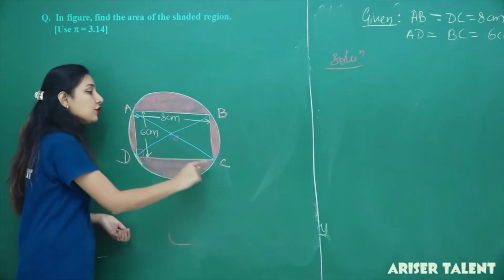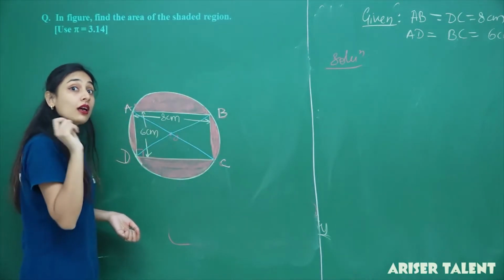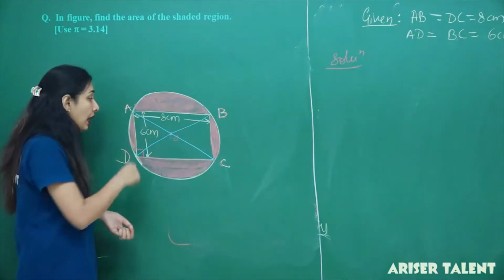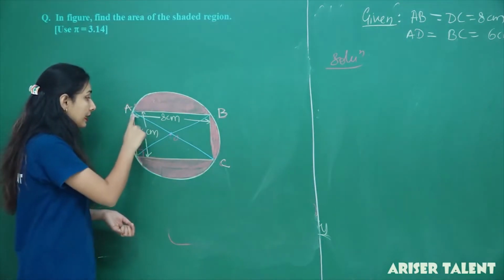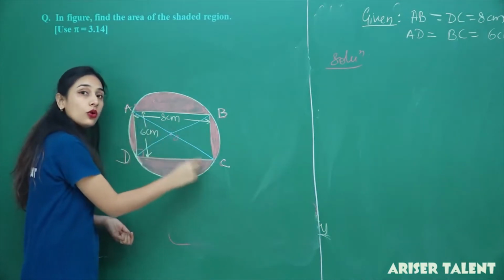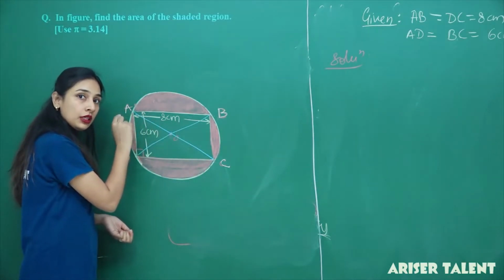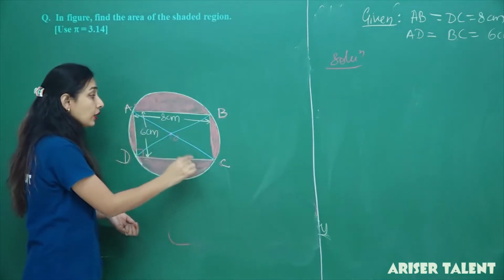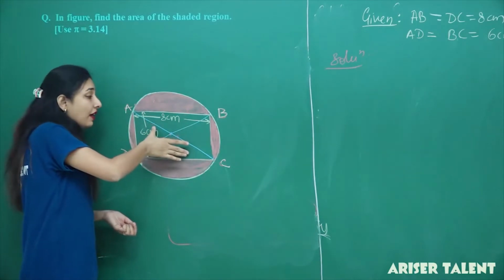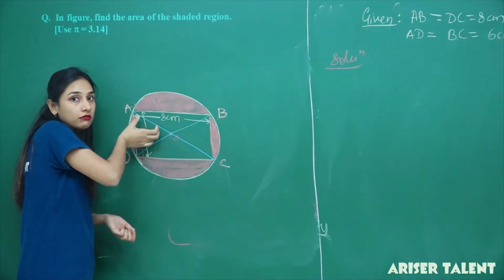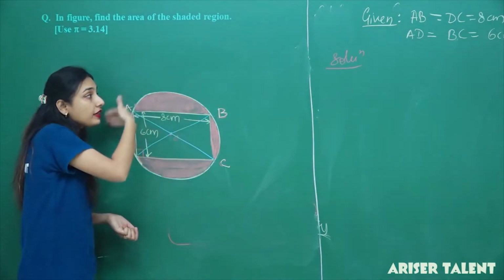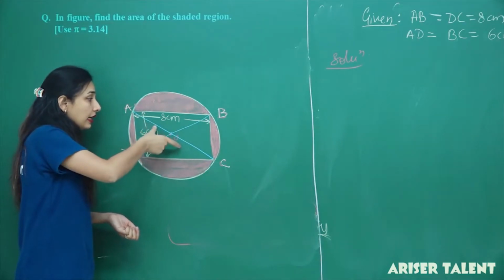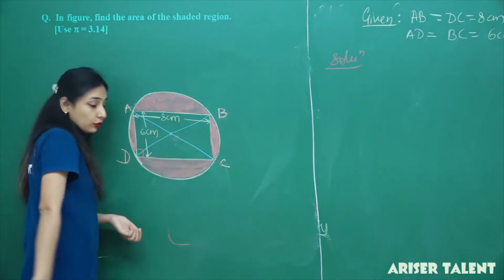First thing, this is a right angle triangle. So can I use Pythagoras theorem here? By the help of Pythagoras theorem, this is 6 and this is 8. So I can find this hypotenuse, right or wrong? If I found this one, I have the diameter. If I have the diameter, I will have the radius. If I have the radius, it is very easy to find the area of circle. So I have to just find this diameter.